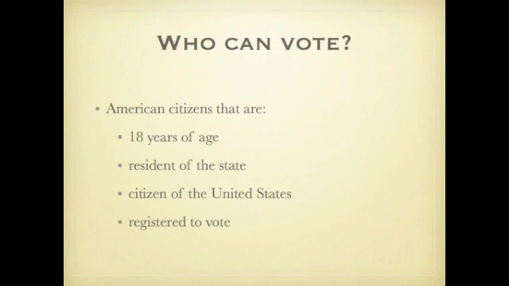So who can vote? Well, you have to be an American citizen, 18 years of age, a resident of the state that you live in that you would choose to vote in. You have to be a citizen of the United States. You also have to be registered to vote. And usually voter registration takes place through some kind of form that you can find at your post office, the courthouse, something like that. That'll give you a way to register and fill out the form and be able to vote in an election.